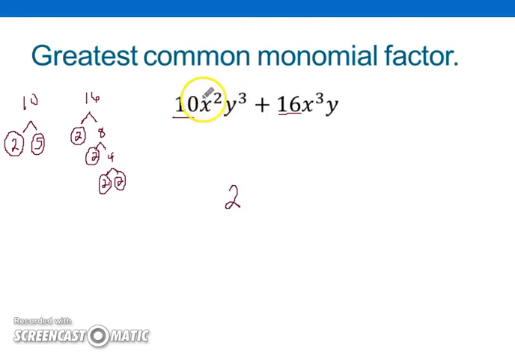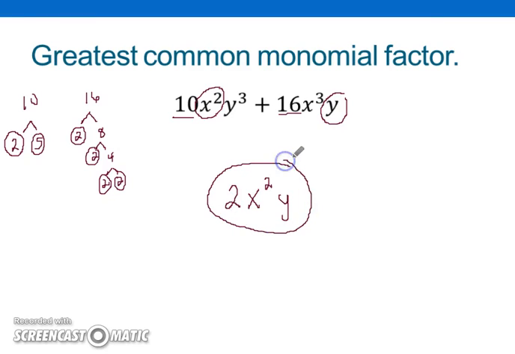Looking at our variables, x squared and x cubed, they both share at least an x squared. So that's going to be part of our answer. And for our y's, y cubed and a y, they both have in common at least this y. So here would be the y value. So this right here is the greatest common monomial factor between these two terms. You want to compare the coefficients and each variable.